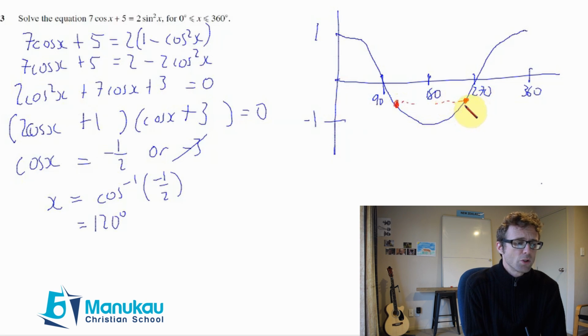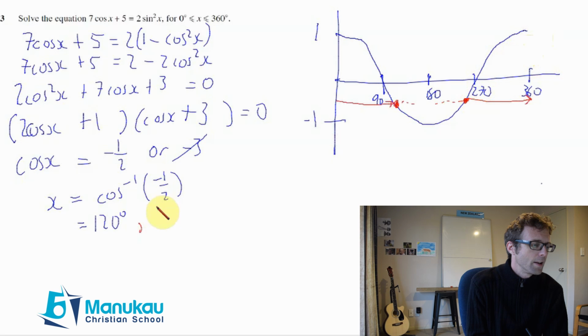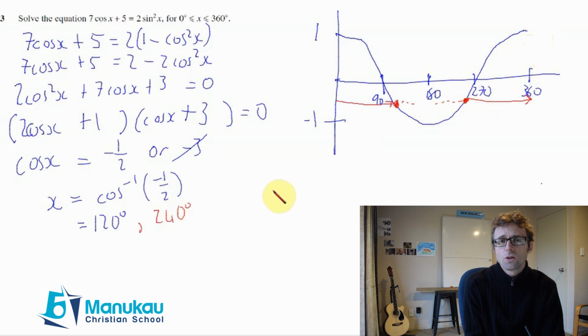And by symmetry, we can work out that if this one here, the first one, is 120 from this high point here, then this one here is 120 from the high point at 360. So if you go 360 minus 120, you're going to end up with your second value being 240 degrees. And those are the only two values for x between 0 and 360 degrees. Well, I hope this video helped you understand how to do those a little bit better.